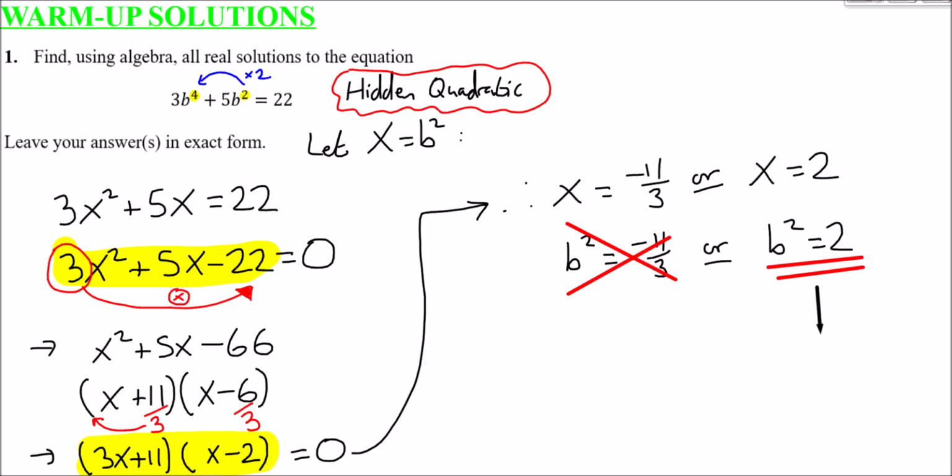So if we square root both sides here, we get b equals the square root of 2, or indeed negative square root 2. So always remember both positive and negative square roots. You need to consider both positive and negatives. That's often forgotten, even at A level, never mind GCSE. That's the first one done. Let's now have a look at warm-up question 2.